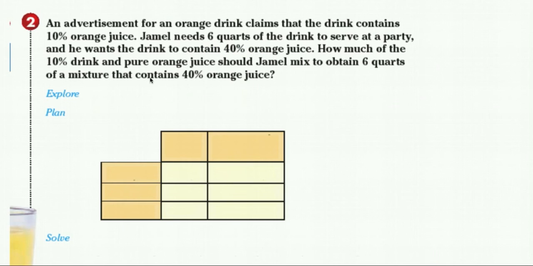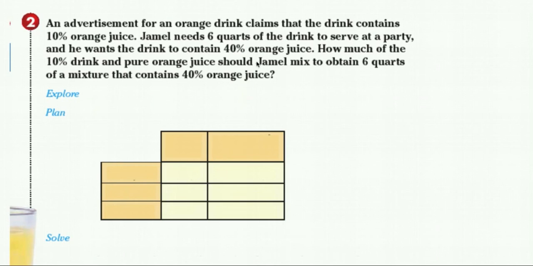So let's take a look at example number 2, and let's see how using the formulas will affect this problem. An advertisement for an orange drink claims that the drink contains 10% orange juice. Jamel needs 6 quarts of the drink to serve at a party, and he wants the drink to contain only 40% orange juice. How much of the 10% drink and pure orange juice should Jamel mix to obtain 6 quarts of a mixture that contains 40% orange juice?